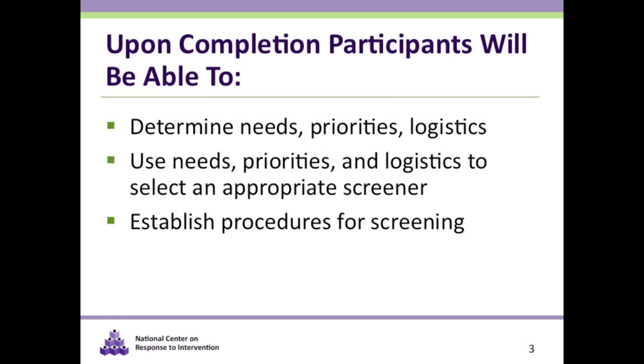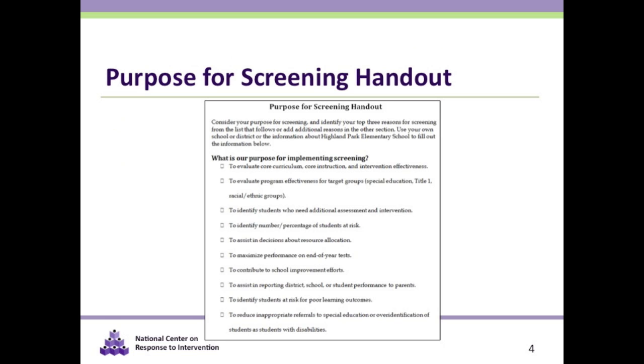The objectives for this training are to determine the needs, priorities, and logistics for screening, to use those needs, priorities, and logistics to select an appropriate screener, and to establish the procedures for screening. Having a clear purpose or reason for screening is an important precursor to establishing a screening process. District or school teams should come to consensus for why they want to implement screening. For example, are you using screening to evaluate your core curriculum, core instruction, and intervention effectiveness? To assist in decisions about resource allocation, or to maximize the performance on end-of-year test?